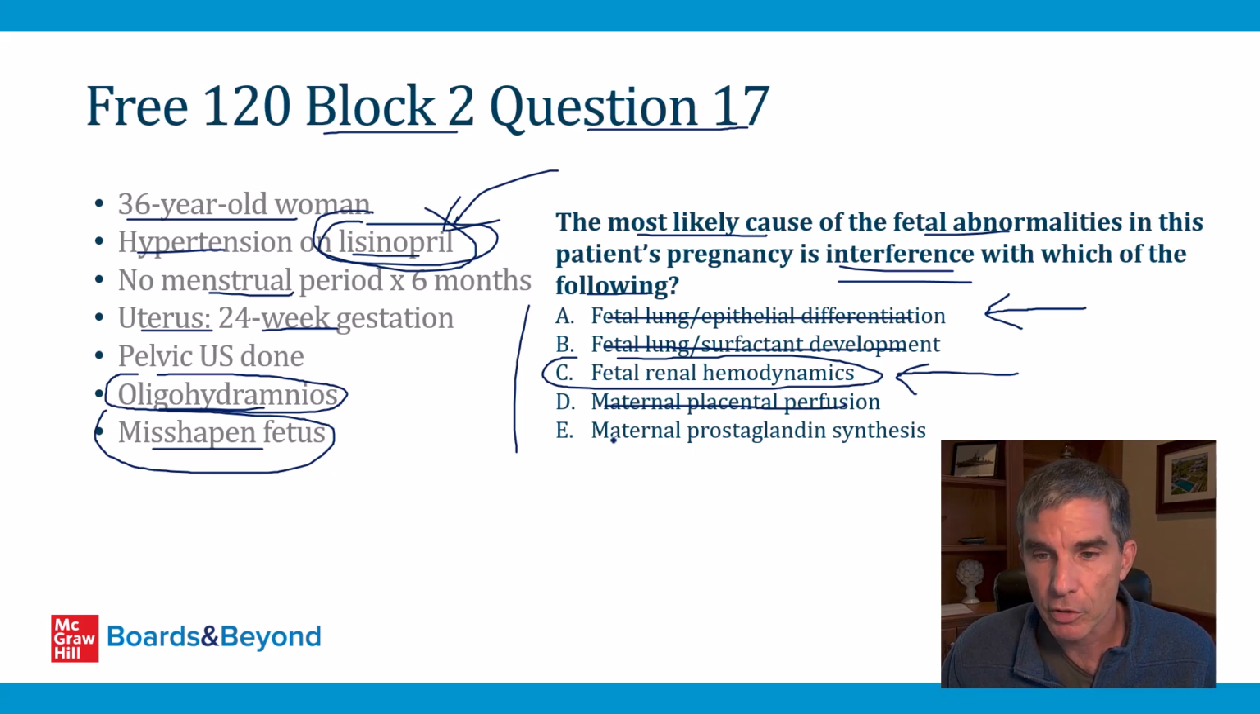And then lastly, maternal prostaglandin synthesis. This is not an element of this case. NSAIDs, if they're taken during pregnancy, can lead to prostaglandin problems, and that can cause problems with the development of the placenta, but that has nothing to do with this case of a woman on an ACE inhibitor whose baby has Potter syndrome. And that concludes our video review of the Free 120 Block 2 question 17.